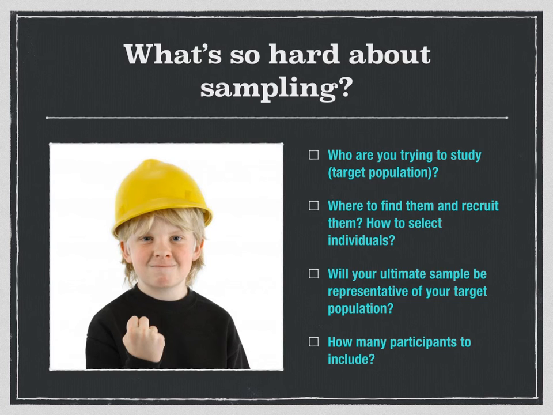So when deciding on sampling procedures, we have to consider who we're trying to study, which is the target population, where and how to find those people who are part of this population, whether our sample will be representative of who we're trying to study, and finally, how many participants we will need to include.